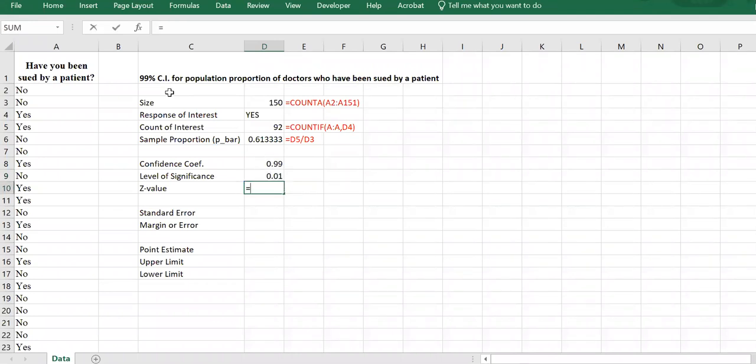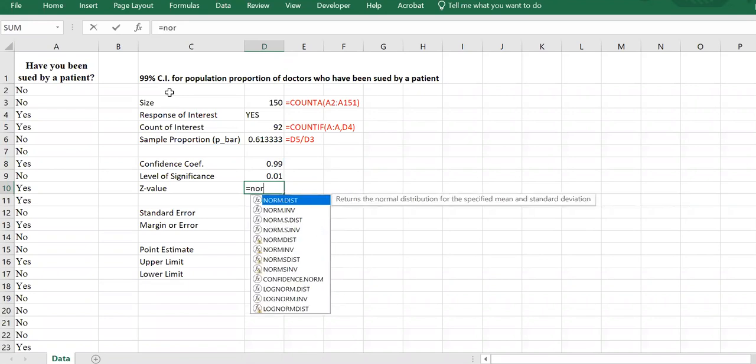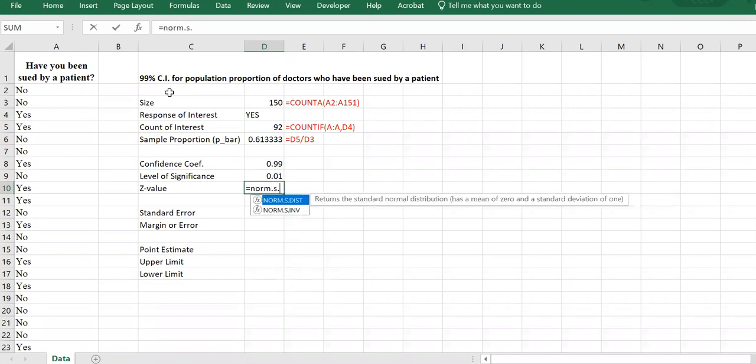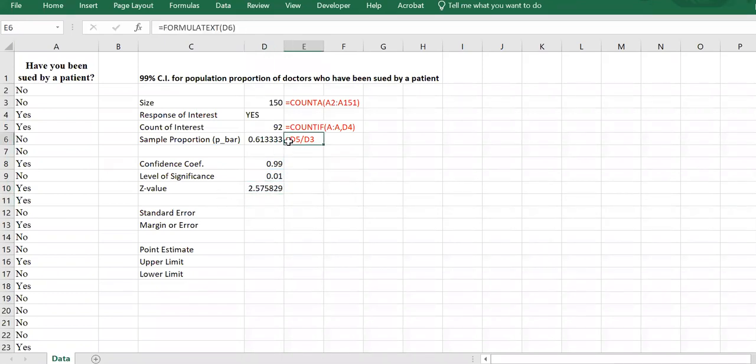The Z value is going to be NORM.S.INV of the probability, which is 1 minus half of alpha, because we're looking for Z half of alpha. If you put half of alpha, it's going to give you the negative of this number. If you put 1 minus half of alpha, it gives you the positive, the same number but positive. So now we have the Z value.